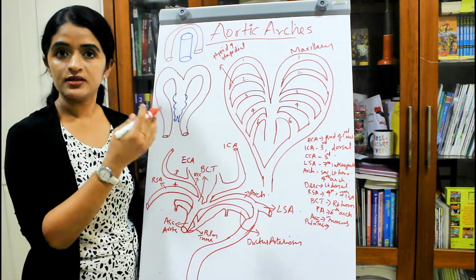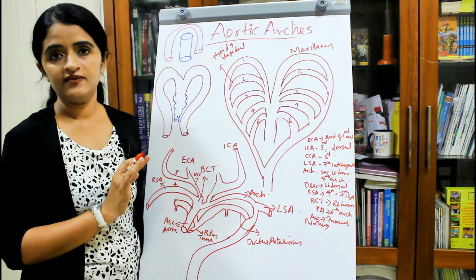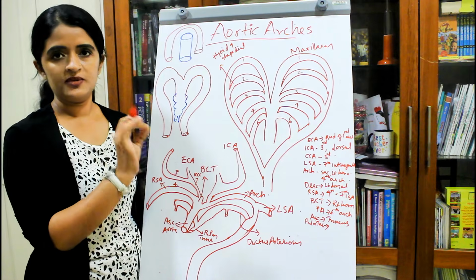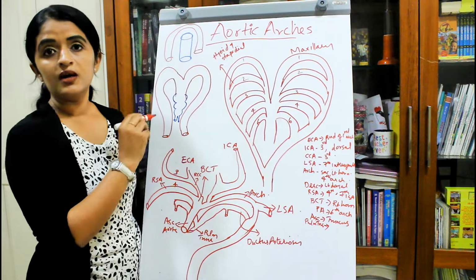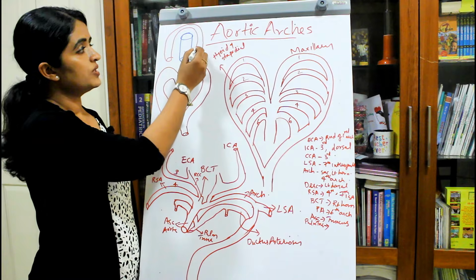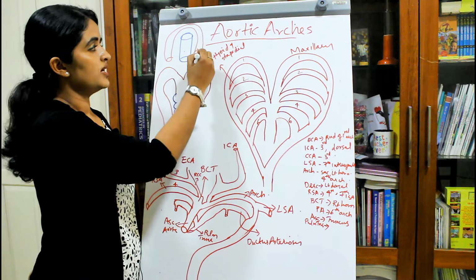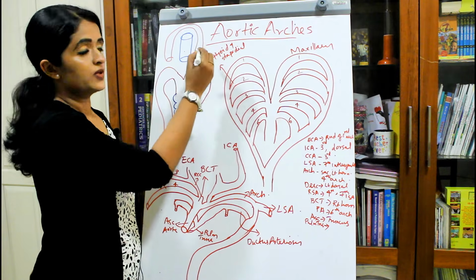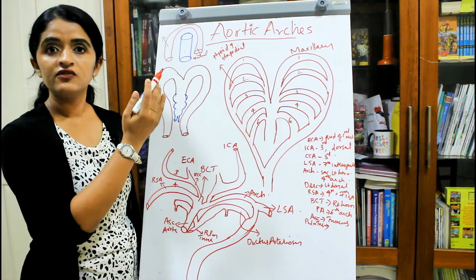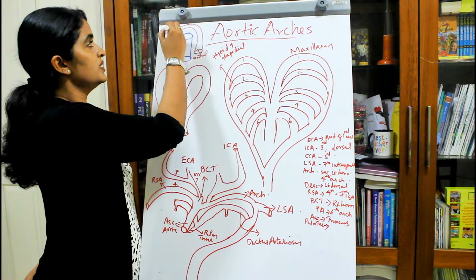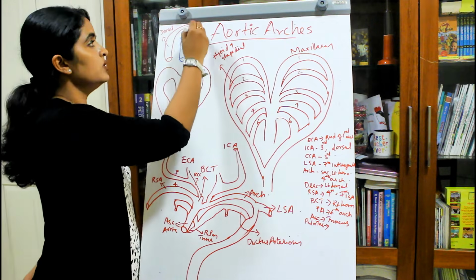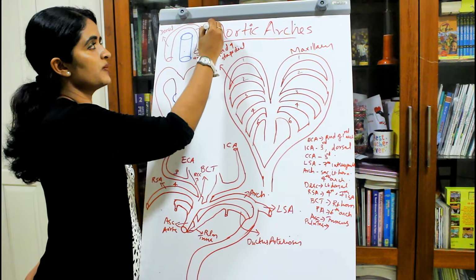On the right side you call it the right primitive aorta. On the left side you have the left primitive aorta. This is the schematic representation of the primitive aorta. Now let's mark the parts of the primitive aorta. If this is the foregut, the part which is lying in front of the foregut is known as the ventral aorta. Now, what do you call the part which is lying behind the foregut? That is known as the dorsal aorta. And the one which connects the dorsal and ventral aorta, you call it the aortic arch.